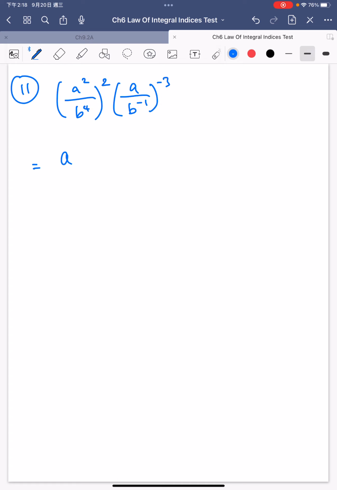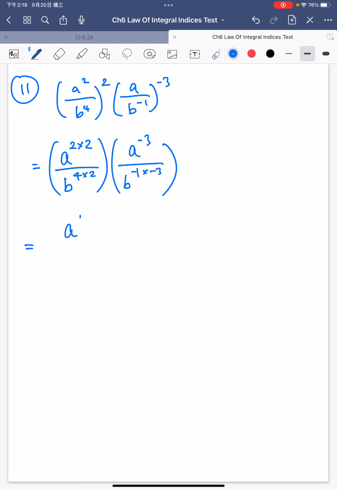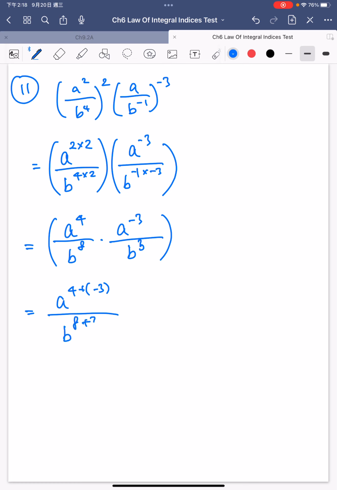Then we have a to the power of 2 times 2 divided by b to the power of 4 times 2. And then we do the right part, we have a to the power of negative 3 divided by b to the power of negative 1 times negative 3. And then we simplify it, we can get a to the power of 4 divided by b to the power of 8 times a to the power of negative 3 over b to the power of 3. In this one, 2 negatives together will give you a positive. And then we can combine them to get a to the power of 4 plus the minus 3, over the denominator, which is b to the power of 8 plus 3. So the answer should be a over b to the power of 11.